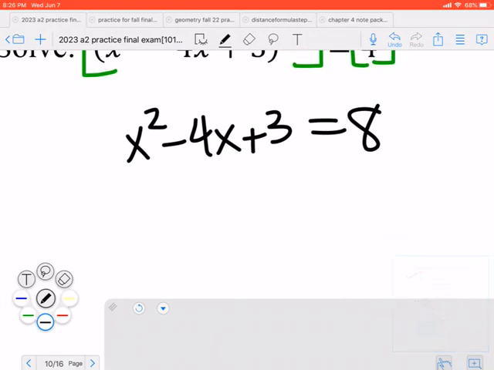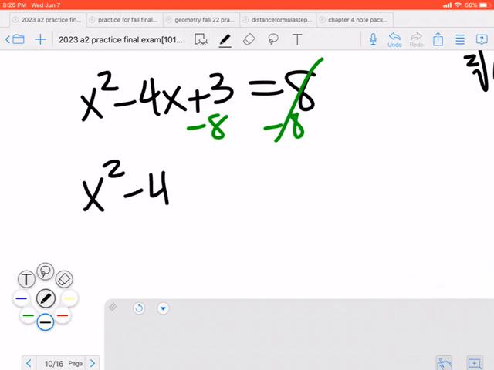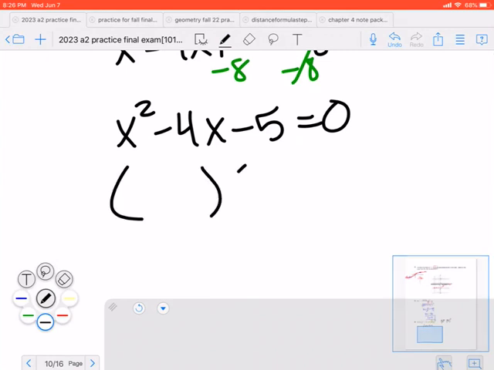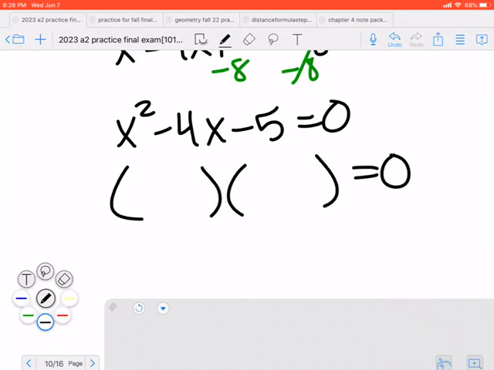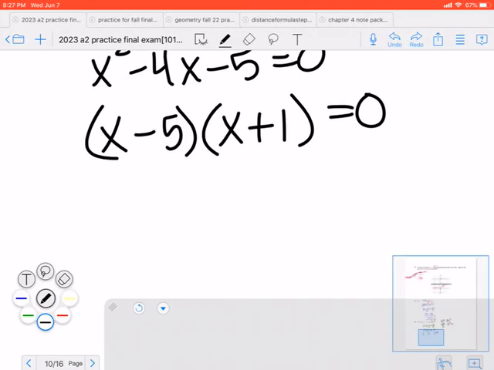All right, quadratic. So I want to get everything on one side. So let's minus 8. X squared minus 4x minus 5 equals 0. And now I can factor it. If it doesn't factor, you can complete the square or use the quadratic formula, but it turns out this is going to factor. We would have a minus 5 and a plus 1. Those multiply to negative 5 and add to negative 4.